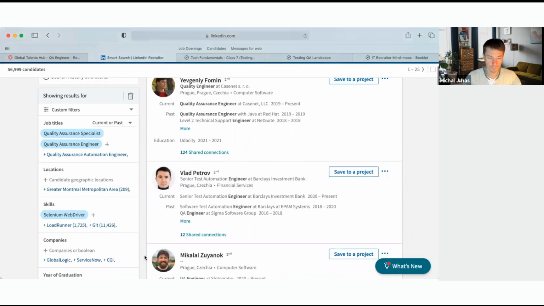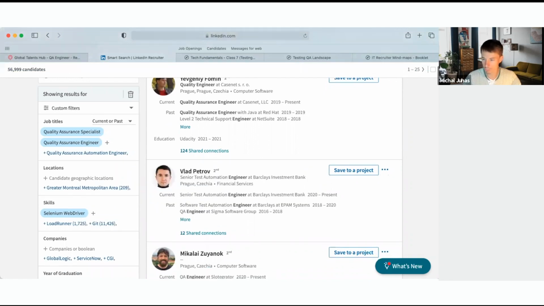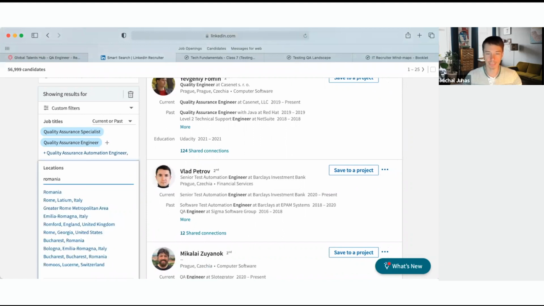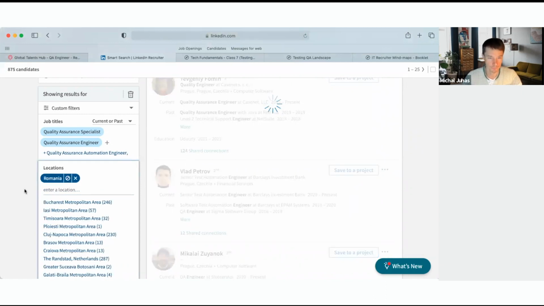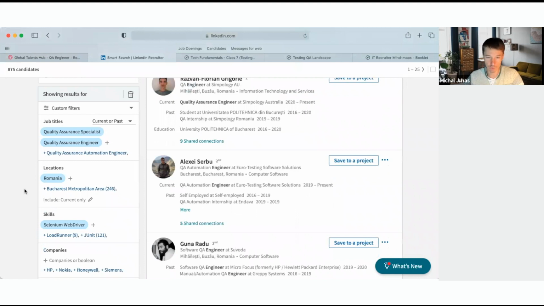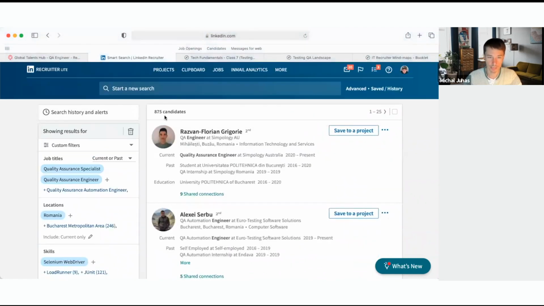Okay. So why don't we choose some location? Juliana wrote Romania, so why don't we try Romania? So we don't have that many people in our results. And also budget-wise, it could be a good fit. So we would have 875 candidates in Romania.